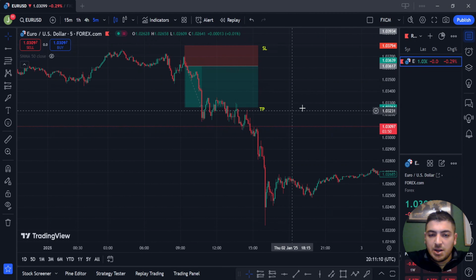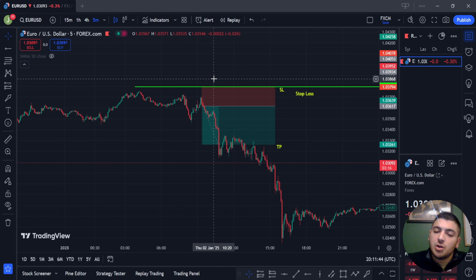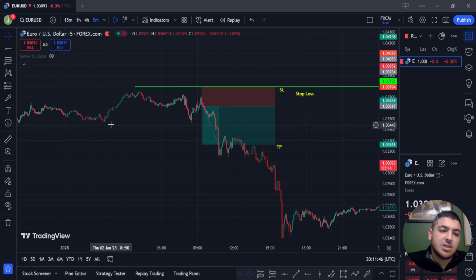SL stands for stop loss, and that's where your hard stop is on where the price cannot go above. So if you see this line here, if the price had come up to this line, your trade would have stopped out or cancelled. So this means you've lost the trade. TP stands for take profit.